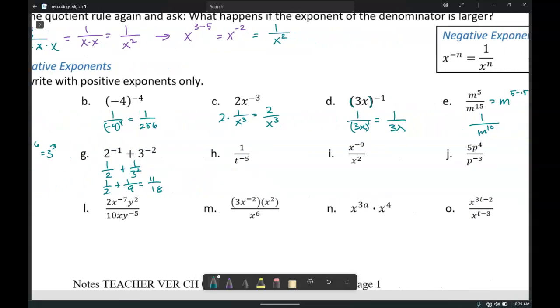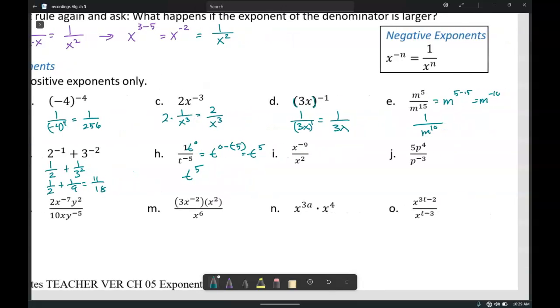Now let's think about our quotient rule here again and see what happens. t to the -5 is in the denominator. Here I have a 1. Recall that 1 is equivalent to anything raised to the 0 power. So I could actually put in a t to the 0 here, and we could apply our quotient rule. t to the 0 minus -5. Well, 0 minus -5 equals 5, so we get t to the 5th. Therefore, 1 over t to the -5 equals t to the 5th.